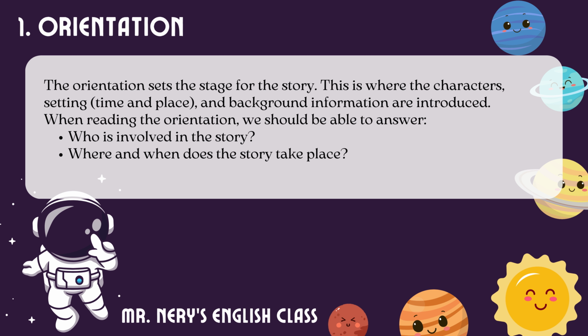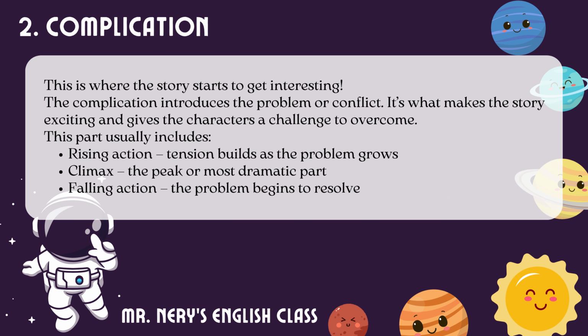2. Complication. This is where the story starts to get interesting. The complication introduces the problem or conflict. It's what makes the story exciting and gives the characters a challenge to overcome. This part usually includes rising action, where tension builds as the problem grows. Climax, the peak or most dramatic part. Falling action, where the problem begins to resolve.